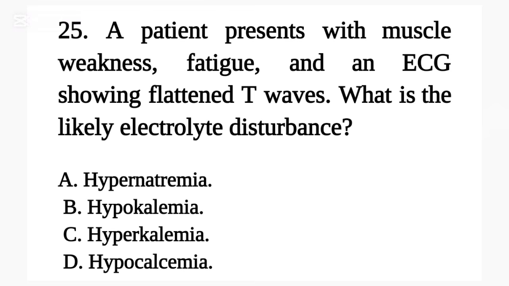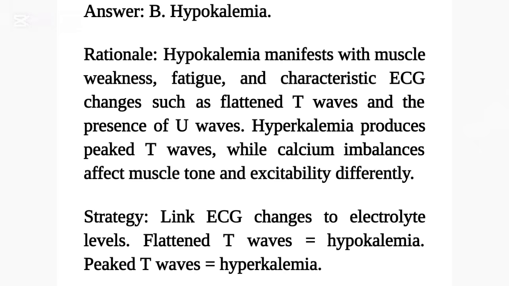25. A patient presents with muscle weakness, fatigue, and an ECG showing flattened T waves. What is the likely electrolyte disturbance? A. Hypernatremia. B. Hypokalemia. C. Hyperkalemia. D. Hypocalcemia. Answer: B.